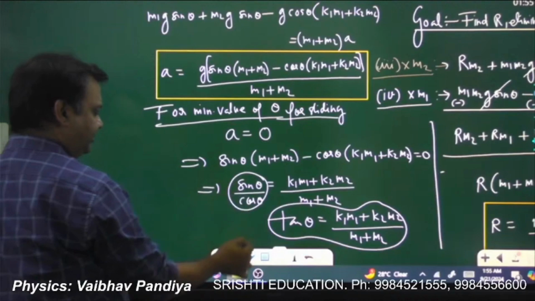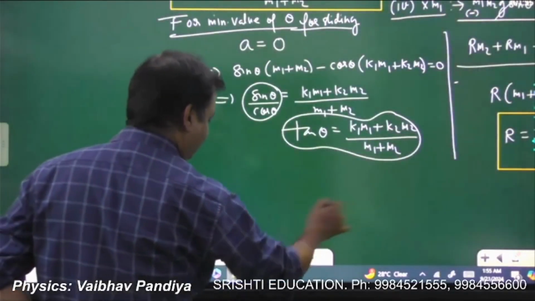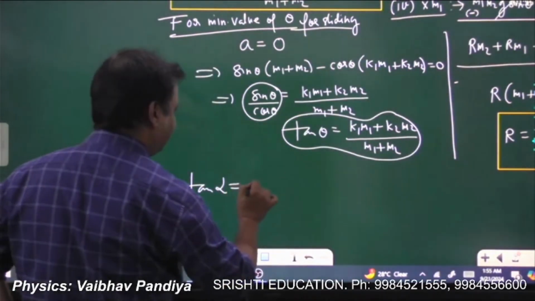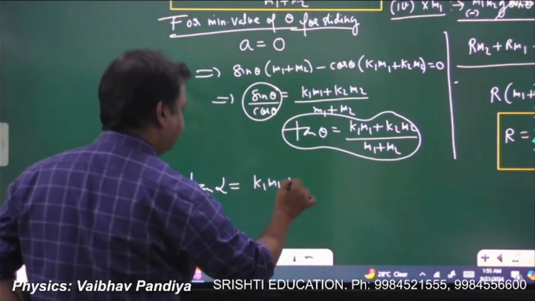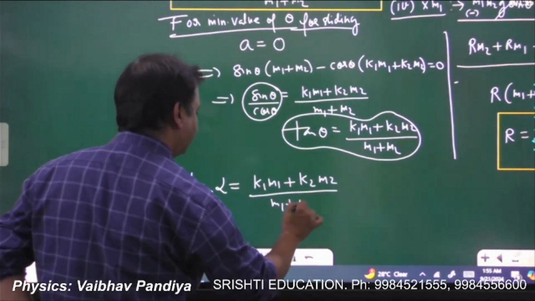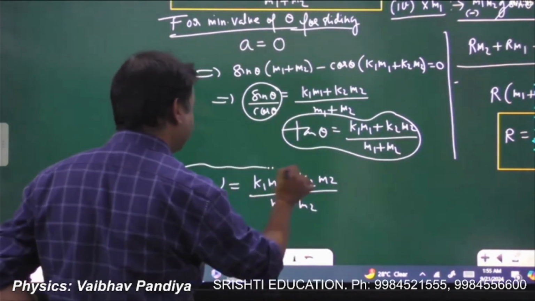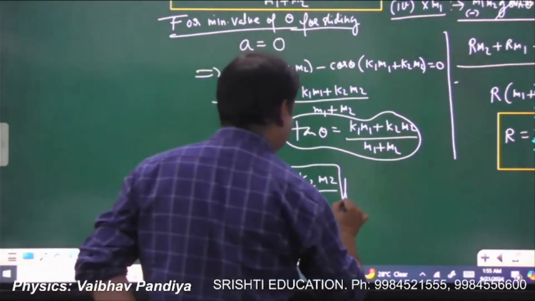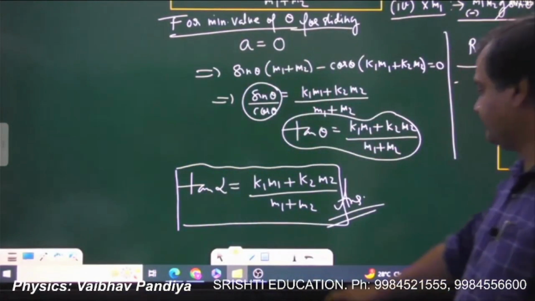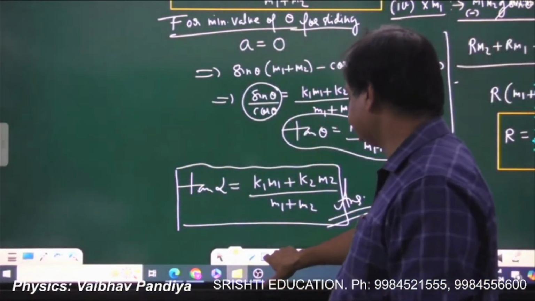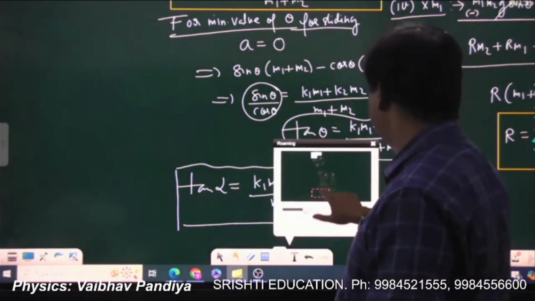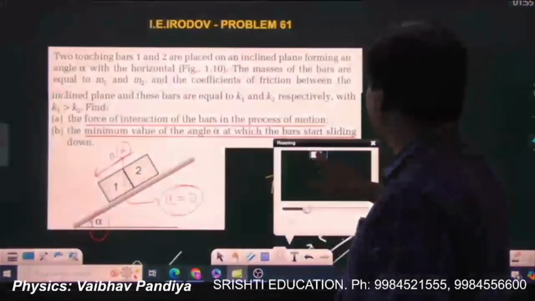In your case, in the problem, instead of angle theta, it is given alpha. So simply write tan alpha equals (k1 m1 plus k2 m2) divided by (m1 plus m2). And of course, if you need to make alpha the subject, write it in the tan inverse form. So that is the answer to the second part of the problem. Okay. So that is how we did this problem. Irodov, problem number 61.